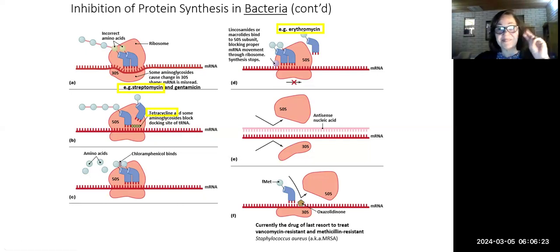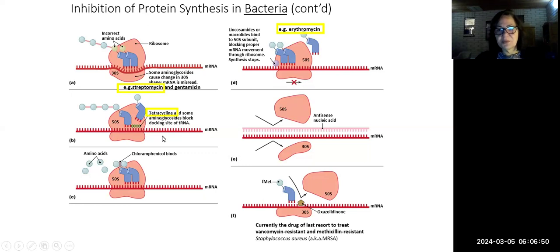Okay, next one. This is a drug you've probably heard of, tetracycline. You may have taken it yourself. What it does is it lays across the messenger RNA in a way that does not allow the transfer RNA to bind here anymore. So it blocks the docking of that transfer RNA.